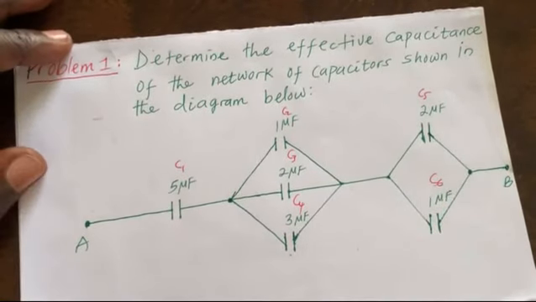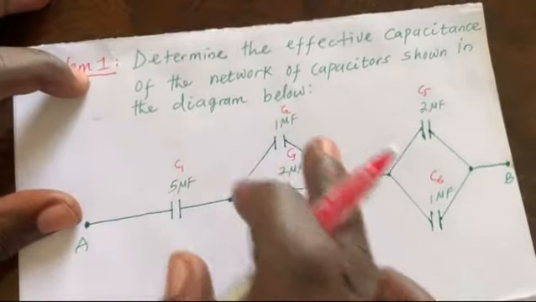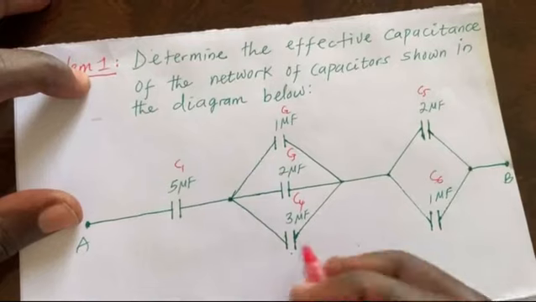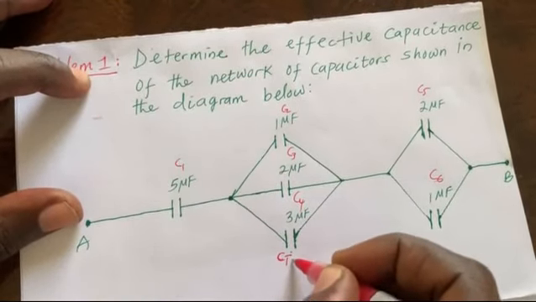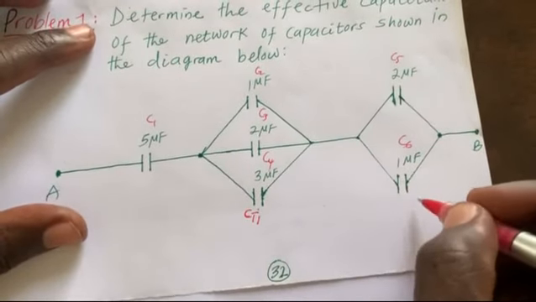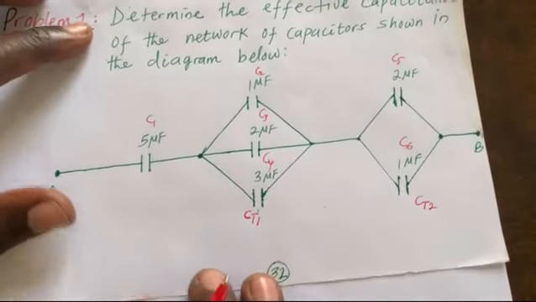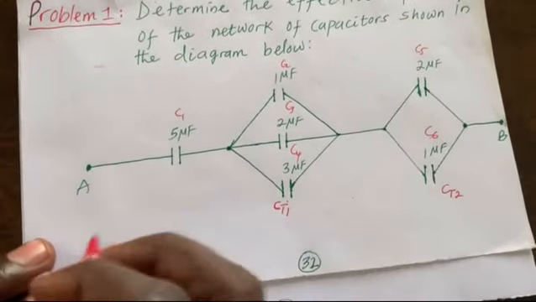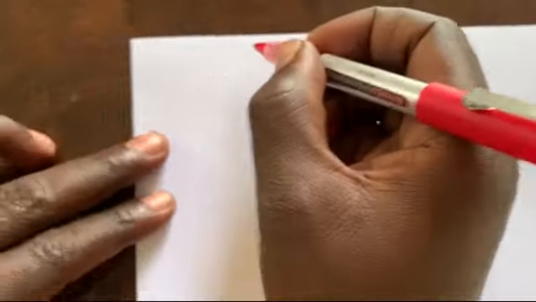How do we get the total capacitance? So we are going to ignore C1 first and get the equivalent of C2, C3, C4, and we are going to call that C sub T1, and the equivalent of C5, C6, we are going to call it C sub T2. Great. Now we start with this one, and solution.